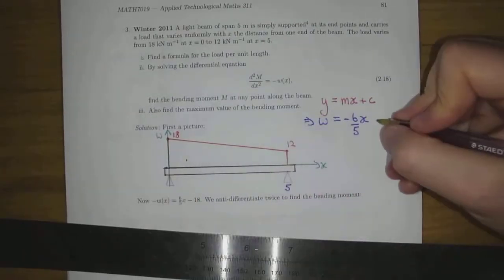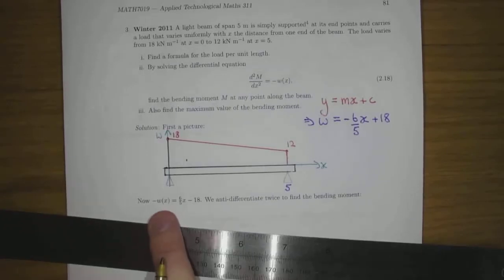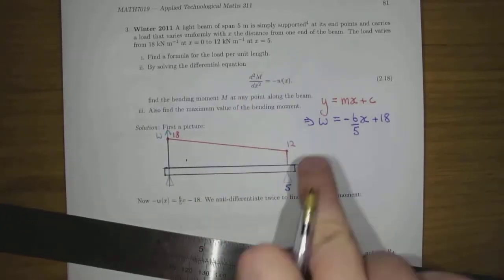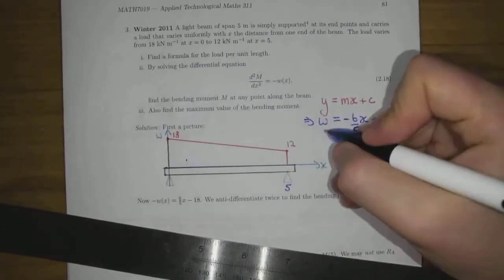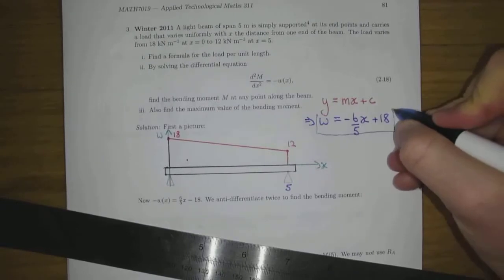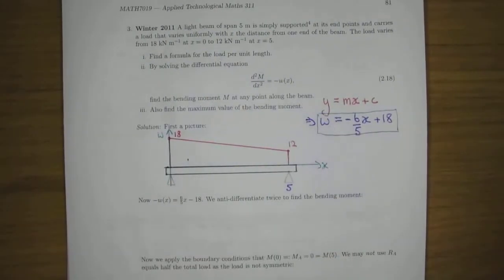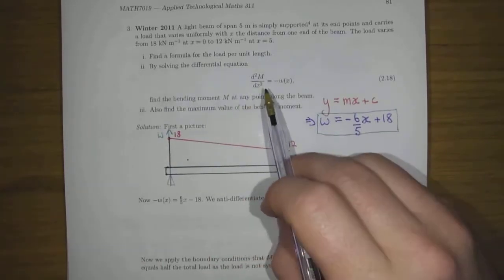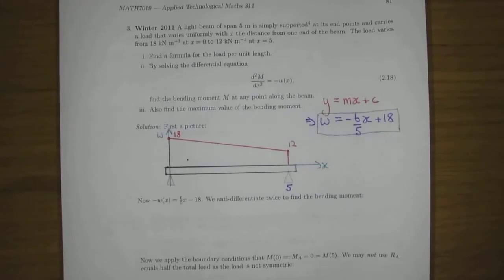Well, here's the w-axis, 18. So that's what's going on here. Okay, so that's the first part. This is basically our answer. Sure, we'll throw it in the box there. I'd prefer w of x, but there you go. And then it wants us to solve that the second derivative of the bending moment is equal to minus the load per unit length.